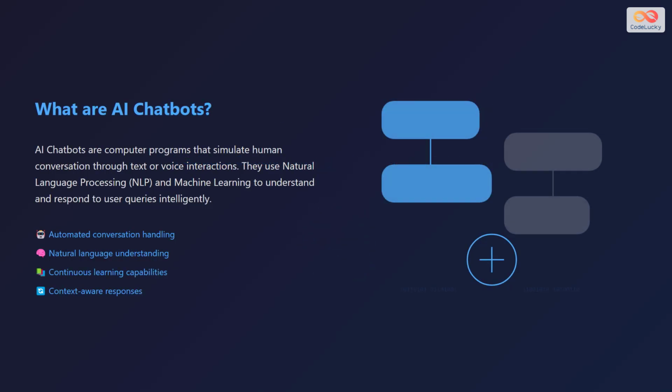What exactly are AI chatbots? They are computer programs designed to simulate human conversation through text or voice interactions. Artificial intelligence chatbots use natural language processing, or NLP, and machine learning to understand and respond to user queries in an intelligent way. Some of their core capabilities are automated conversation handling, natural language understanding, continuous learning capabilities, and context-aware responses.